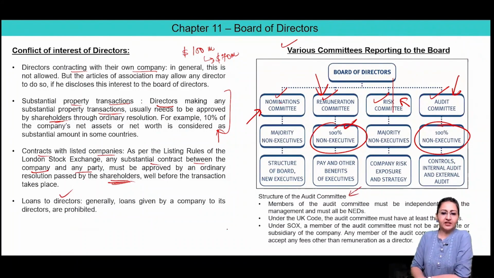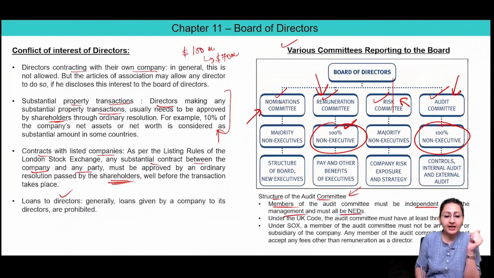Audit committee specifically, you need to remember a few points, because for you becoming a leader of any company, audit is something which is core to us. Structure of the audit committee, take care of certain points. One, the members must be independent from the management and must all be NEDs. That we have seen, 100% NEDs. They should not be part of the management. That means they should not be executive directors in any way.